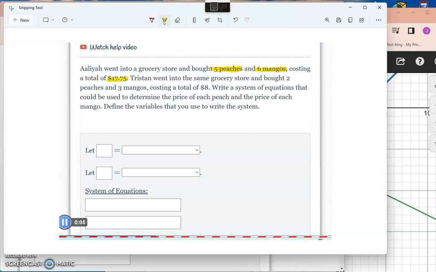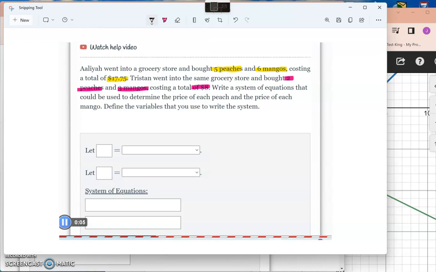Total of the cost. 2 peaches. Matter of fact, I'm actually gonna do a different color for those. 2 peaches, 3 mangoes. Total cost is 8. So you can see 1, 2, 3, 4, 5, 6. All right, so six numbers. So when you have 6 numbers, you just write it in the exact order that you see it in.